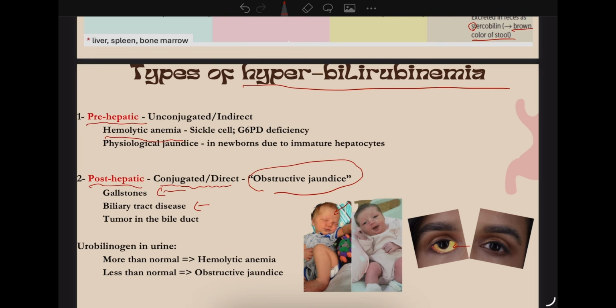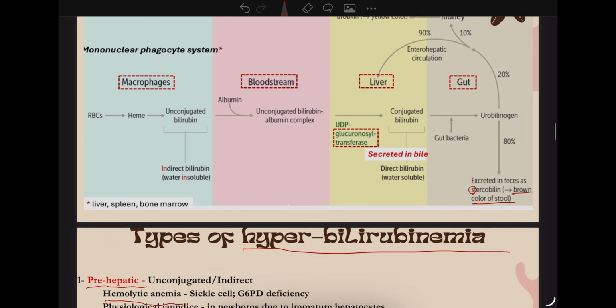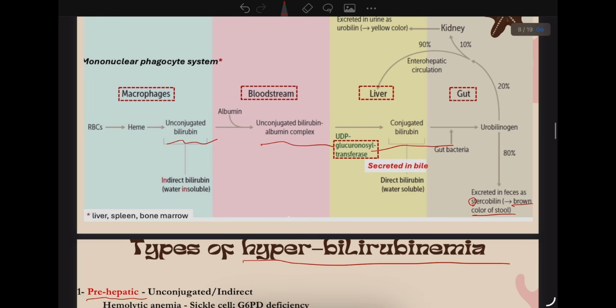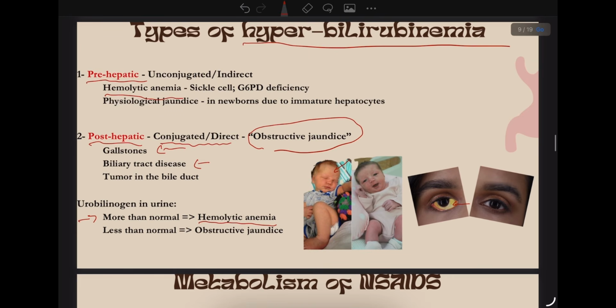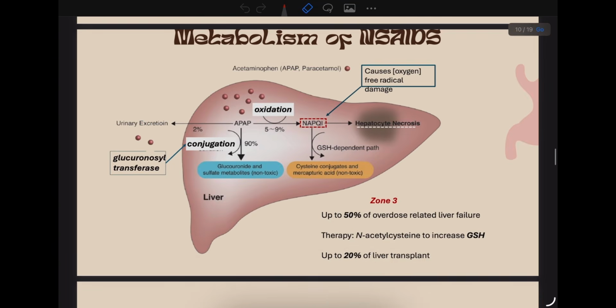Okay. Now for urobilinogen in urine, if it's more than normal, it will be hemolytic anemia, and it makes sense because you are making more of this, until you have more urobilinogen than usual. Okay. Now what about if it's less than normal? It will be obstructive jaundice, post-hepatic. Why is that? Because you will have blockage here, right? We said that. So the conjugate will accumulate and it's not turned into urobilinogen, so it will be less. Does that make sense? I hope it does.